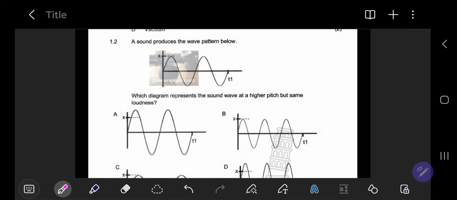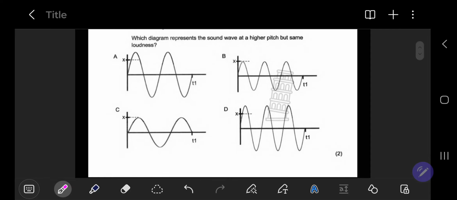Now, 1.2 says, a sound produces the wave pattern below. So here's what we've got. And it says in which diagram represents the sound wave at a higher pitch but the same loudness. So what we ask ourselves is, what affects pitch? It's frequency. Frequency affects pitch. So the higher the frequency, the higher the pitch.